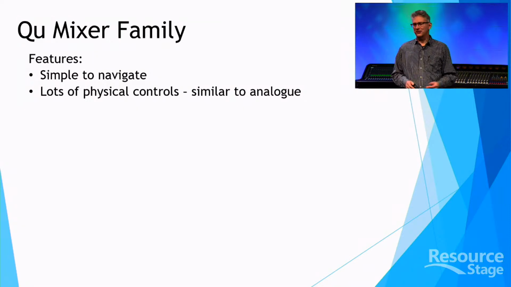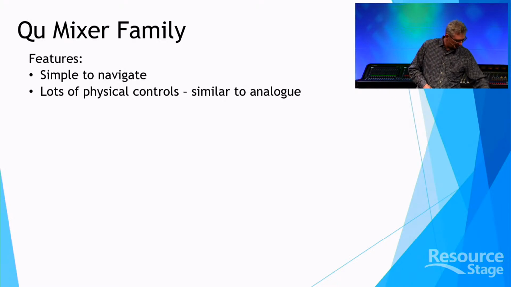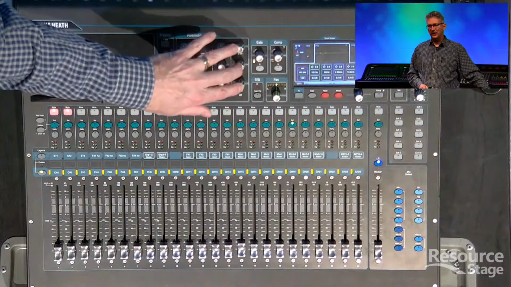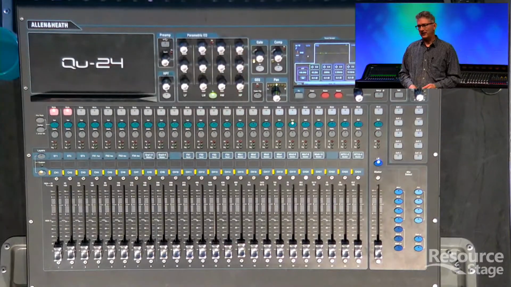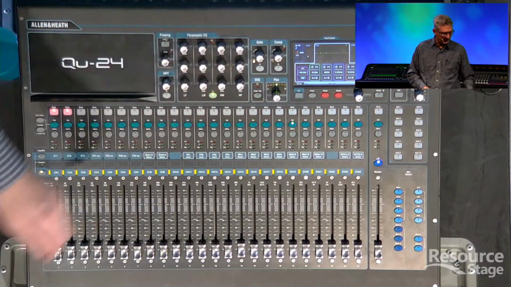So lots of physical controls. This, the QU, it's got lots of physical controls up here. So we've got all of the EQ settings here. There's 12 knobs that adjust the tone controls on this mixer.